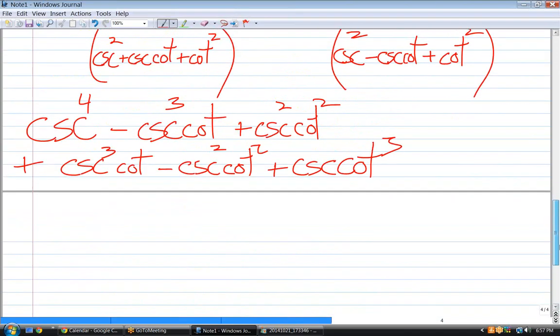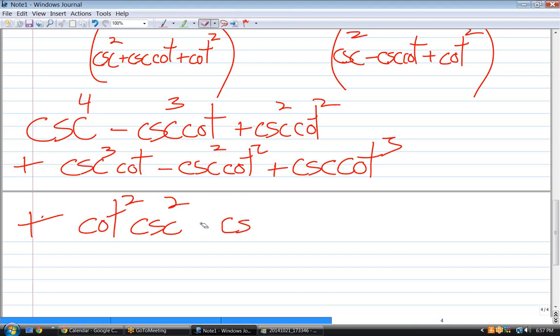Finally, one more line for the third term. You see what I'm doing here, right? I'm not sure it's going to lead anywhere, but hopefully maybe everything will cancel out. Let's see. The third term is cotangent squared cosecant squared plus cosecant minus cosecant cotangent cubed plus cotangent to the 4th.